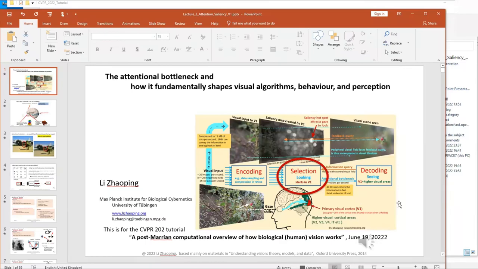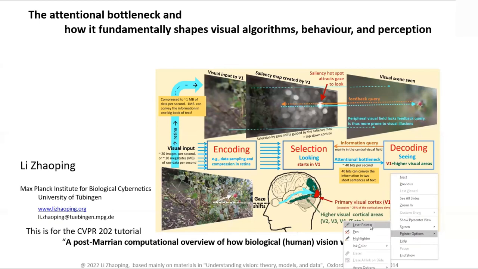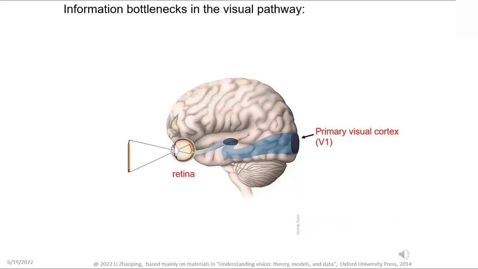And so the idea is, we say we're trying to understand vision through this new framework, but the thing is, where should this new framework start? We just said encoding was pushed to the limit at around V1. We cannot really understand everything just through information, representation or efficiency and so on. So selection is perhaps the starting point, but let's see, what do we mean by attentional bottleneck and so forth? Okay, ready? Information bottleneck in the visual pathway.